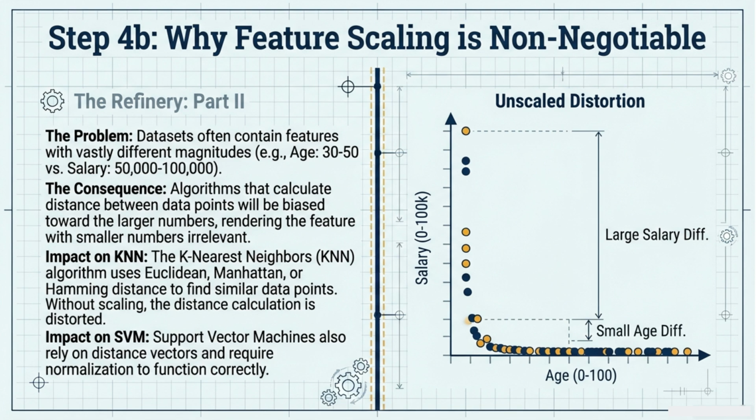Step 4b emphasizes why feature scaling is non-negotiable. Datasets often contain features with vastly different magnitudes. Without scaling, algorithms that calculate distance between data points, like k-nearest neighbors, will be biased, distorting the distance calculation.